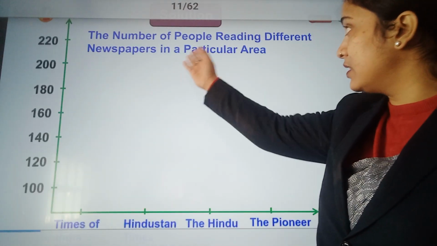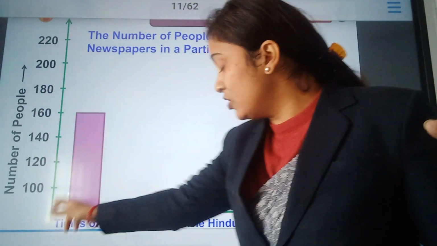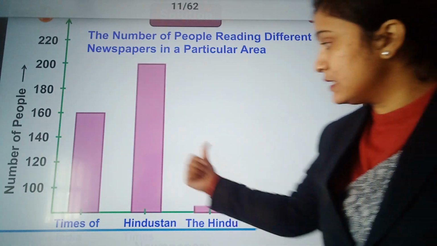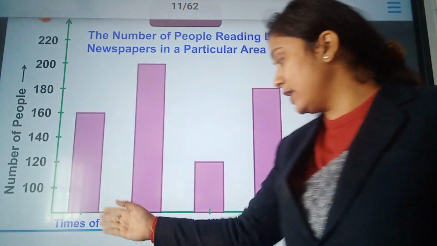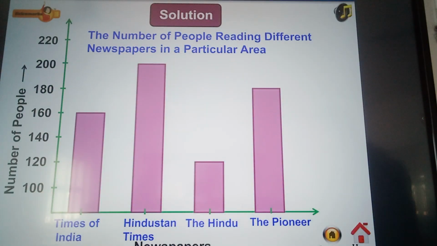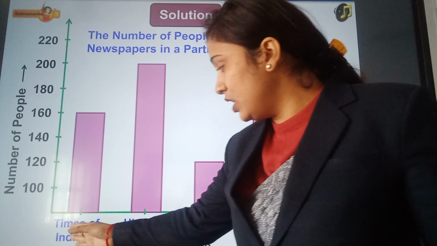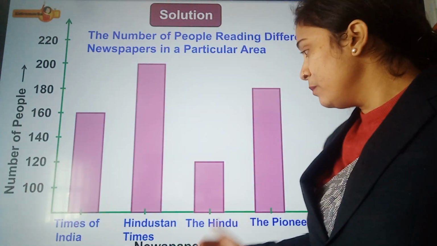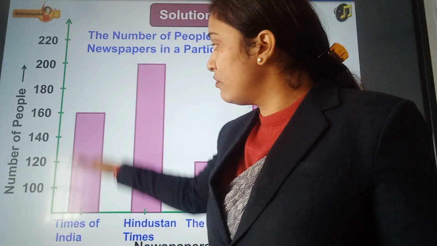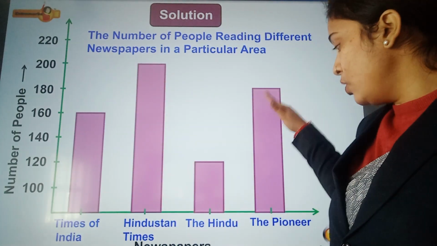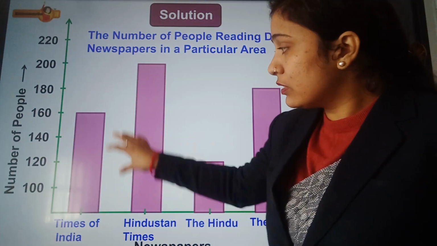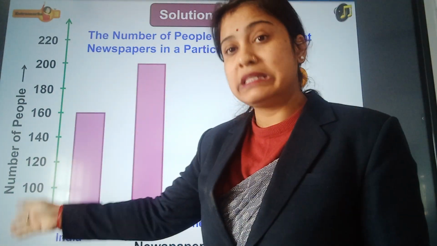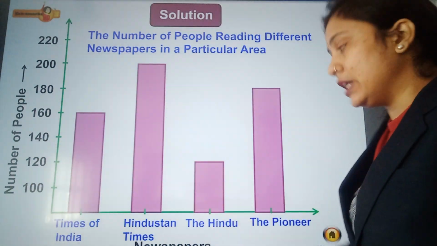So here we have written the title, and then we have made two mutually perpendicular axes. The number of people or the frequency is plotted along the y-axis, and along the x-axis we have named the newspapers, and with respect to each different newspaper, we have plotted the frequency along the frequency table. So when the frequency is taken along the y-axis, the graph formed is vertical.